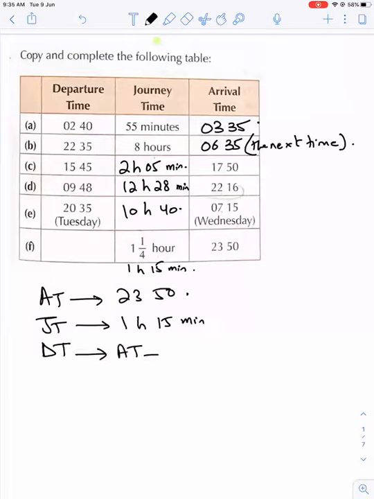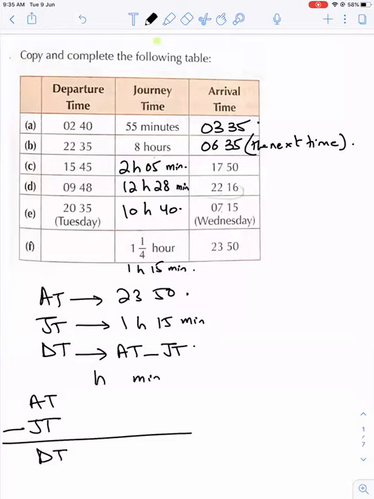The formula for departure time is arrival time minus the journey time. So you're going to write arrival time here, subtract journey time from this, and you will get the departure time. Hours here and minutes here. Arrival time is 23:50. Journey time is 1 hour and 15 minutes. When you start subtracting, 50 minus 15 gives you 35. 23 minus 1 is 22. So the departure was 22:35. We've done this first question.